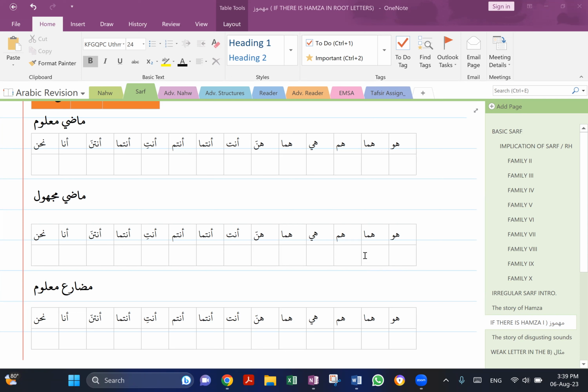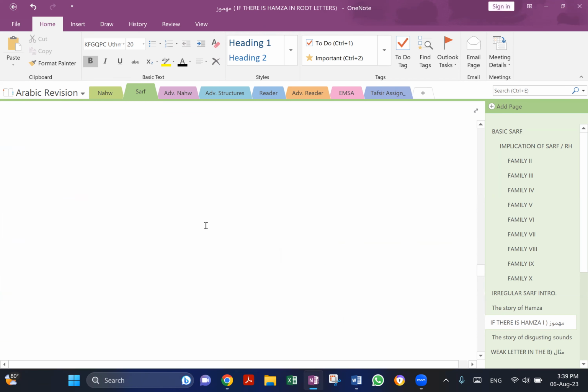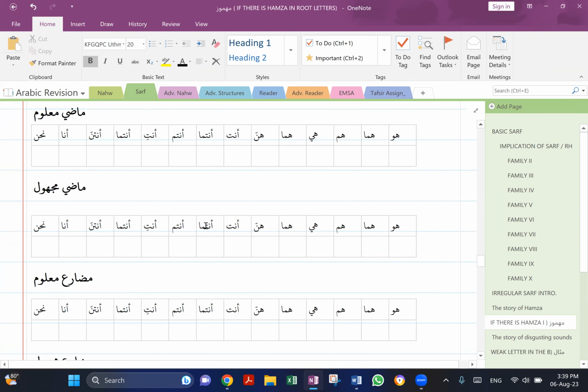Huwa su'ila, huma su'ila, hum su'ilu, hiya su'ilat, huma su'ilata, hunna su'ilna, anta su'ilta, antuma su'iltuma, antum su'iltum, أنت سئلتي، أنتما سئلتما، أنتن سئلتن، أنا سئلت، نحن سئلنا. Beautiful. So you see in the Madi, nothing is really happening. Okay, so we haven't encountered any hiccups or any strange thing. So that's just in the Madi.